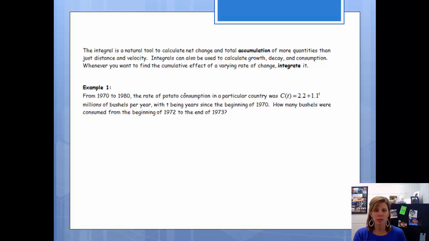A few things that I like to do when I get started. I see units, so even if I'm not sure how to start a problem, I look at the units. C of t is measured in millions of bushels per year. Keyword there is per. Then it asks for how many bushels. So I'm starting with millions of bushels per year, and they want to know how many bushels. So the rate is dropping out. Whenever the rate is dropping out, we want to take the integral to have that happen. So we're going to be taking the integral of C of t.